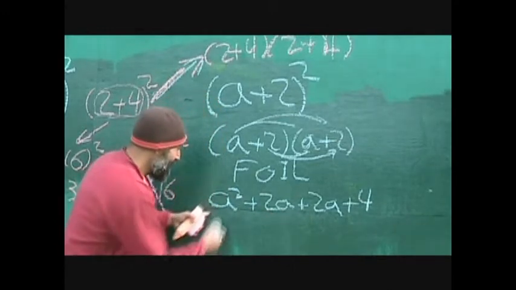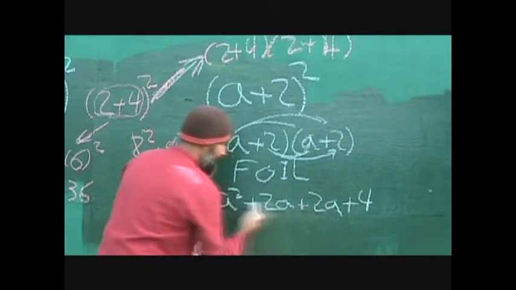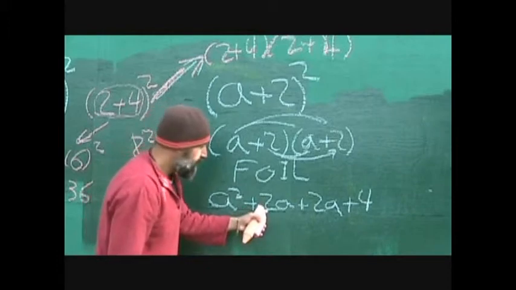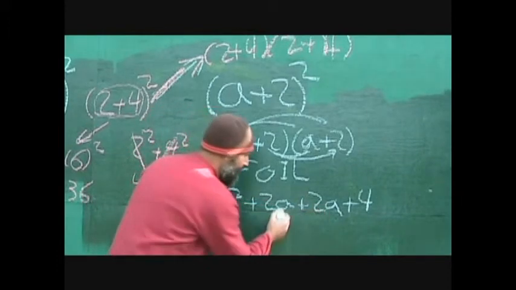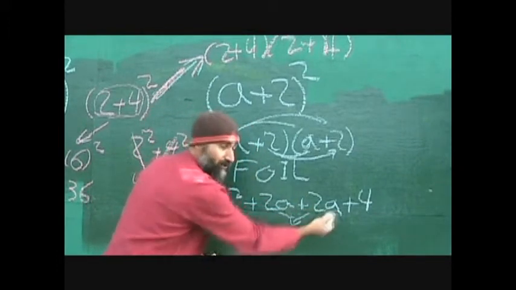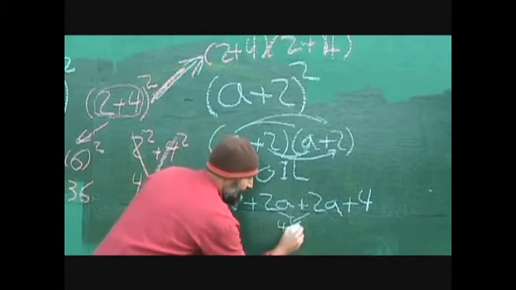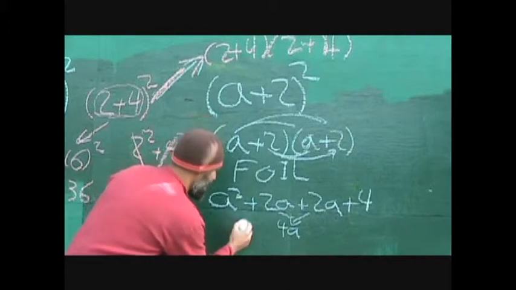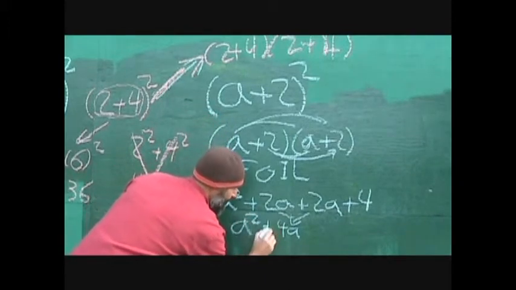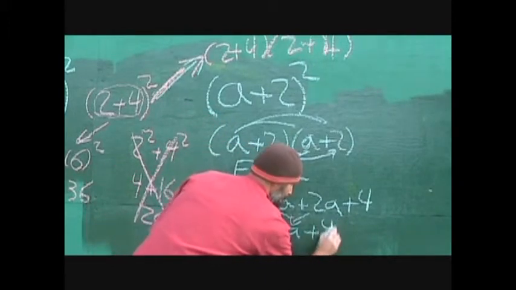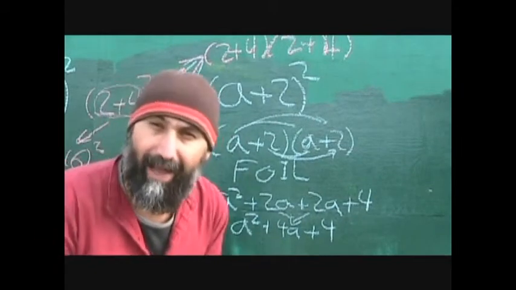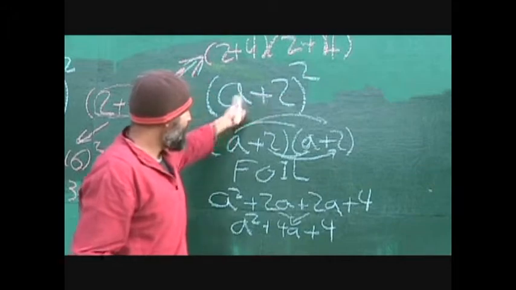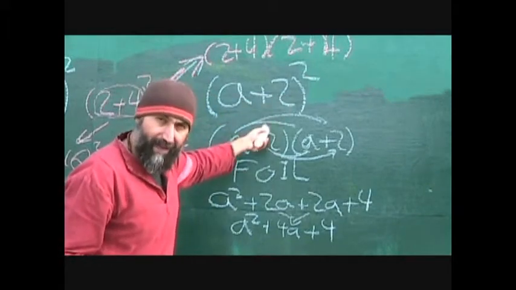So A squared cannot add with any of these because that's a square term. 2A plus 2A is going to be 4A. If you combine those, 2 apples plus 2 apples is 4 apples, right? And 4 is just 4. So the answer to this whole thing is going to be A squared plus 4A plus 4. And that's how you do squares, powers, when it comes to letters and numbers being added and subtracted together.